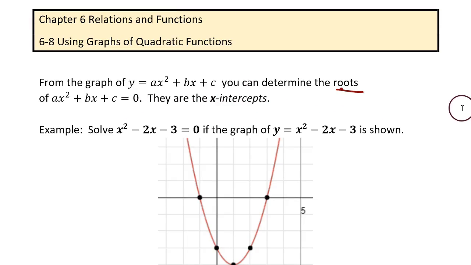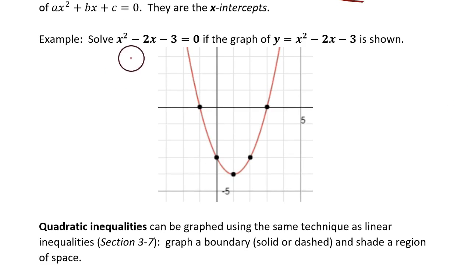Let's try an example. Solve this quadratic equation if we know what the graph of this quadratic equation looks like. The solutions are the x-intercepts at -1 and at +3. So the answers for this equation are x equal -1 or +3. We could verify that by solving that equation using one of the methods we know, such as factoring.